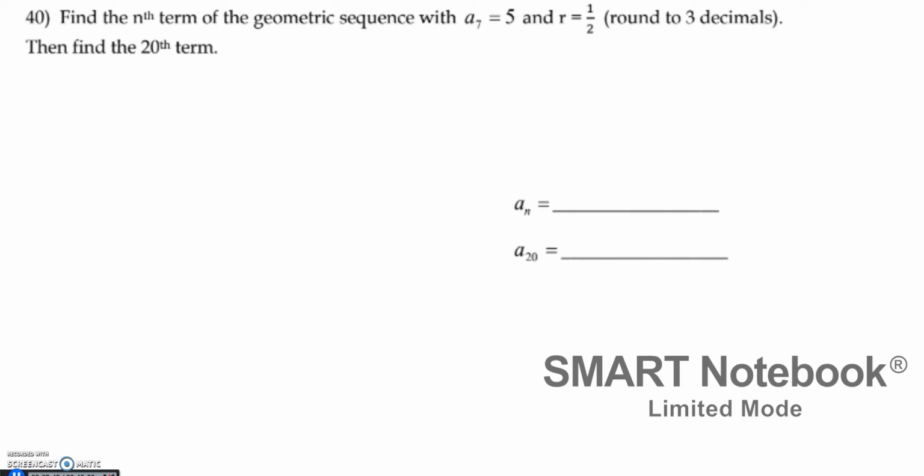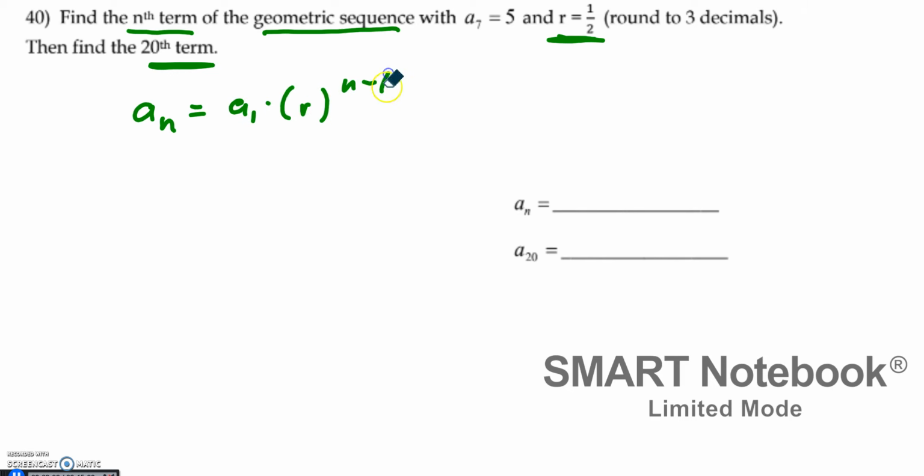The next example, 40, also wants me to find an nth term, or a general term, but this time it's a geometric sequence. It gives me that the 7th term is 5, and that the common ratio, or how I'm constantly multiplying and dividing, is 1/2. Then I want to find the 20th term. Just like the previous example, we have a formula for all geometric sequences, and it is a sub 1 times r to the n minus 1.